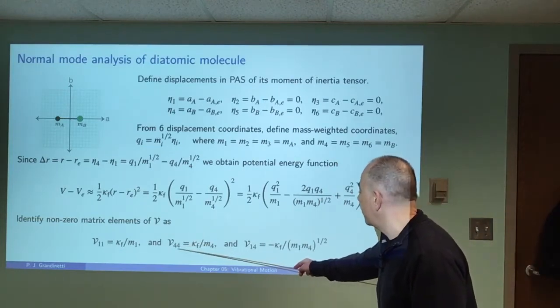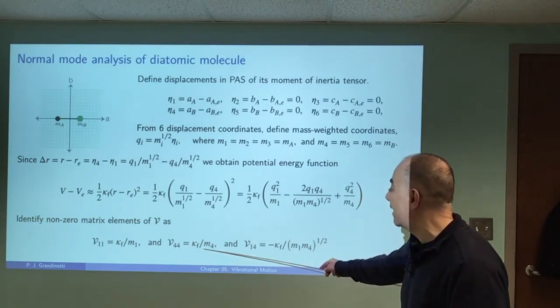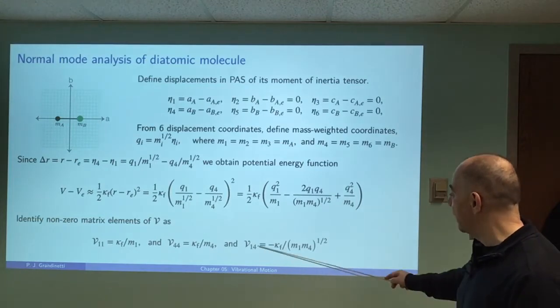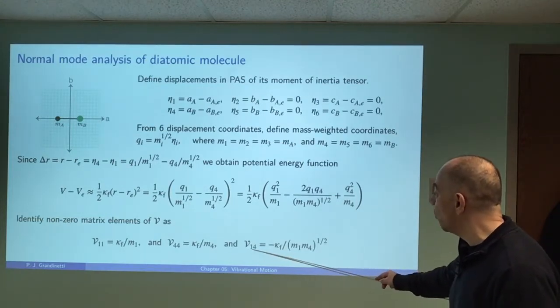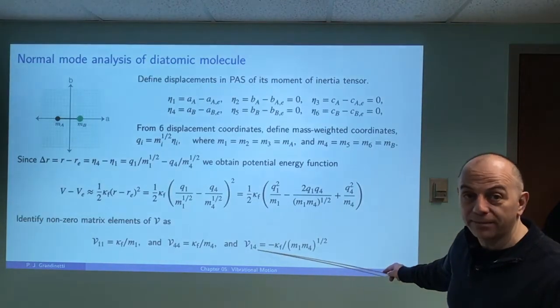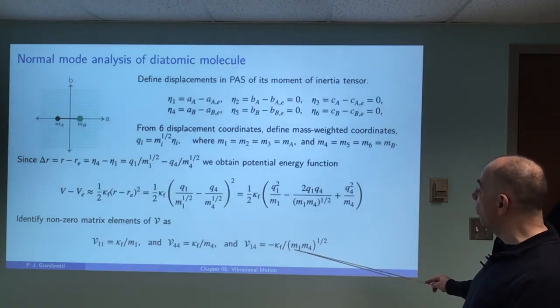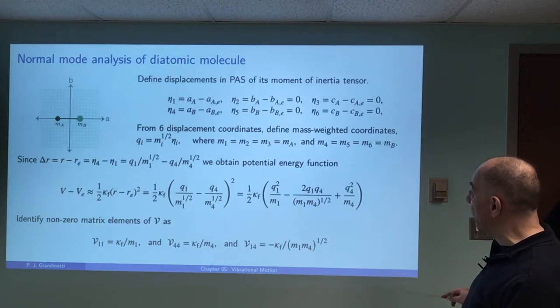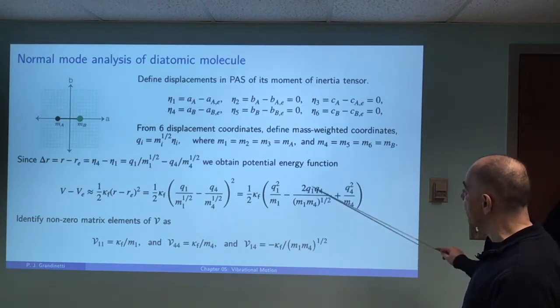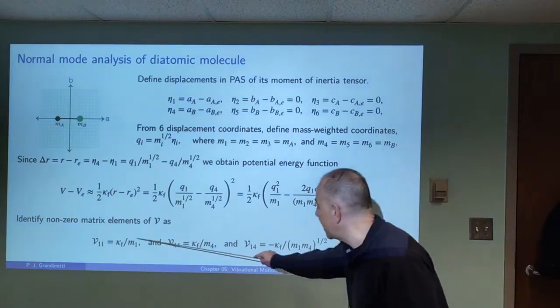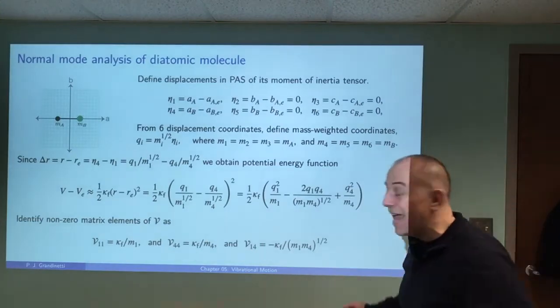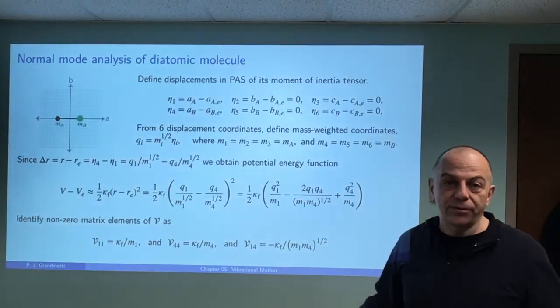We're going to see that script V44 is going to come out to be kappa F over M4, and I forgot here, there should be script V14 and script V41, because this is a symmetric matrix, will come out to be minus kappa F over the square root of the product of M1 times M4. So that comes from this term. This here goes to that term, and that comes from that term. And the rest are 0.